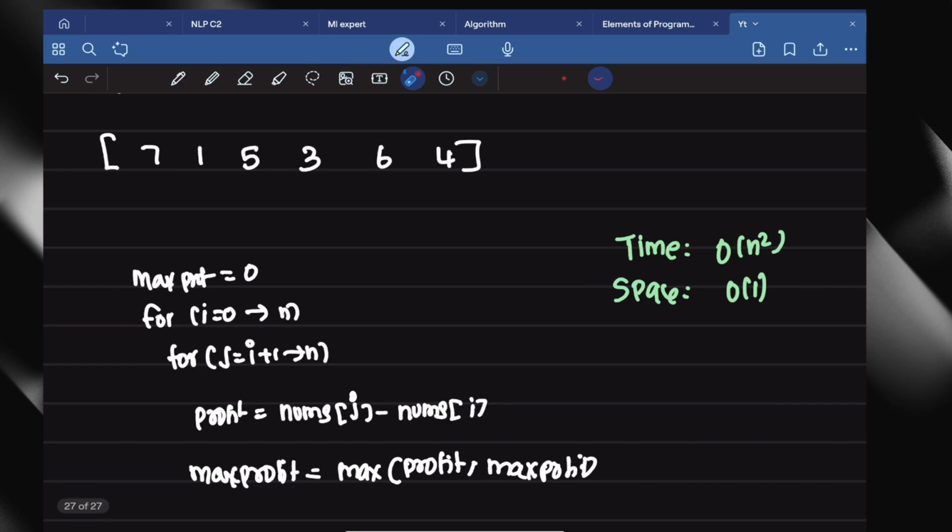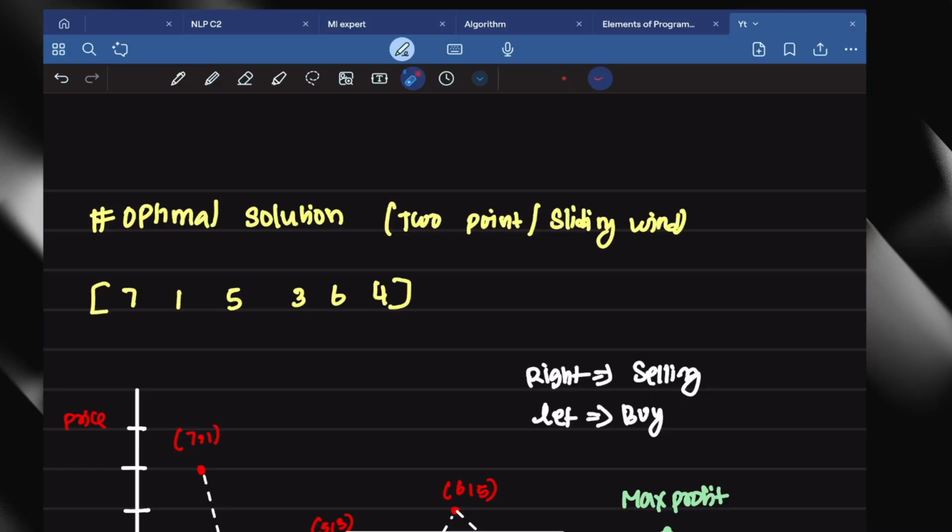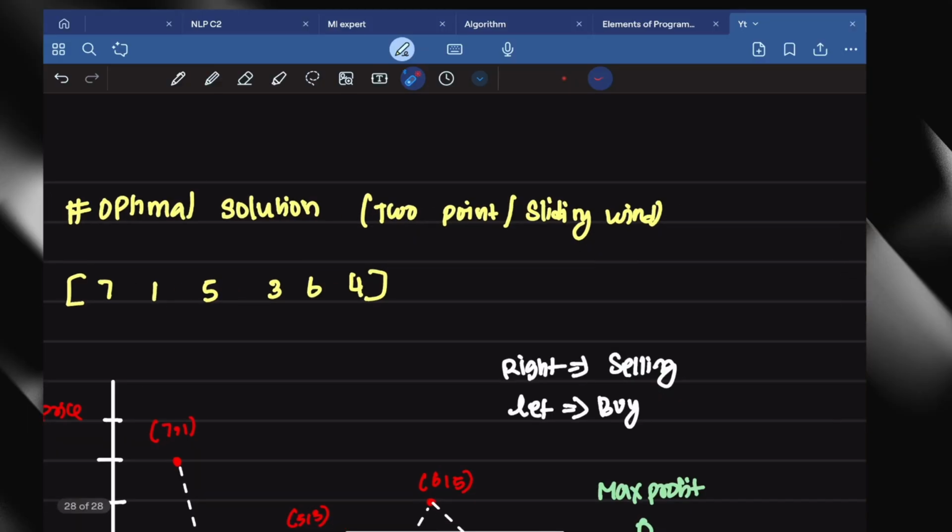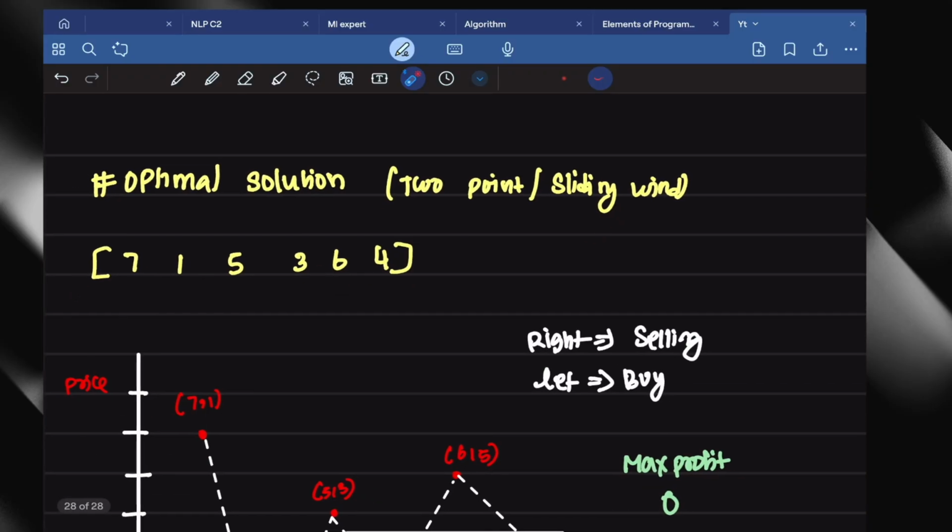Without wasting much time, let's get to the optimal one. Now let's move to the optimal solution, guys. I'll just reveal the technique we're going to use, which is going to be two pointer or sliding window. You can call it either one. So, without wasting much time, let's get into the solution.